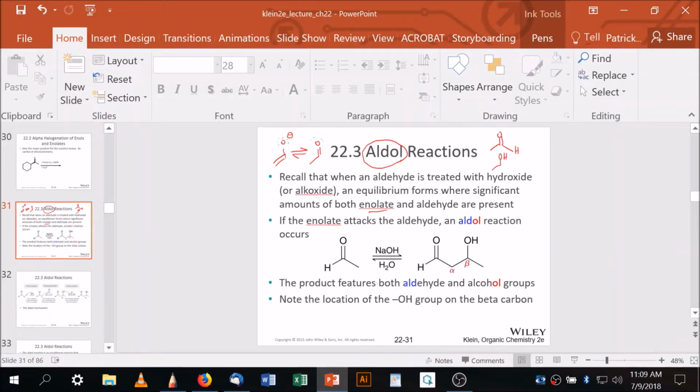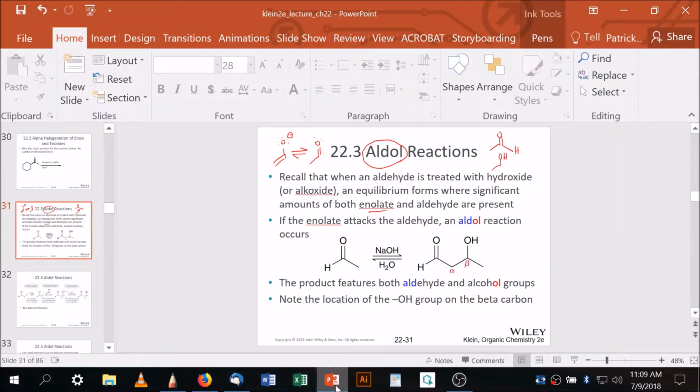Now, you see that there's 2 equivalents of this. So this is not balanced. This only has 3 heteroatoms in it. This one's got 6 heteroatoms in it. I'm not counting hydrogens, okay? So the product features both aldehyde and alcohol groups. All right, which we knew because we predicted it. Note the location of the hydroxide on the beta carbon.